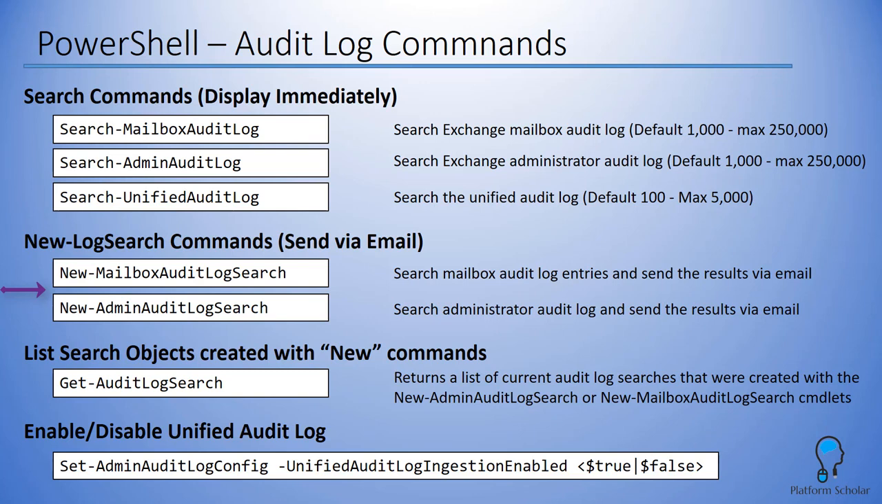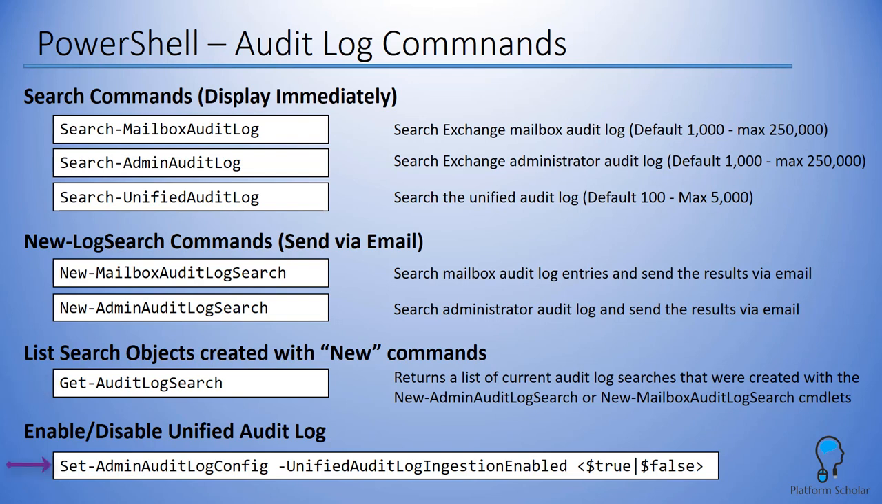Also note that there's no command like this for the Office 365 Unified Audit Log, just Exchange Online. The Unified Audit Log can only be searched with the search command or from within the Security and Compliance Admin Center. The Get Audit Log Search command shows all the Exchange Audit Log reports that were generated with the new command. When you run a new command, a search object is created, and this command lists those objects.